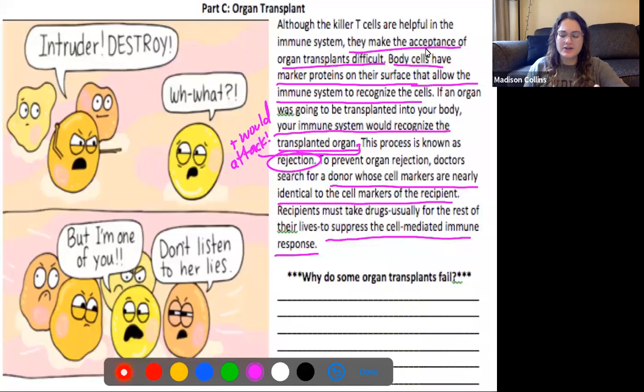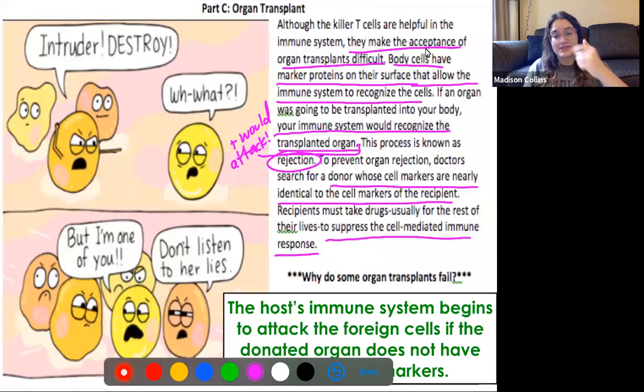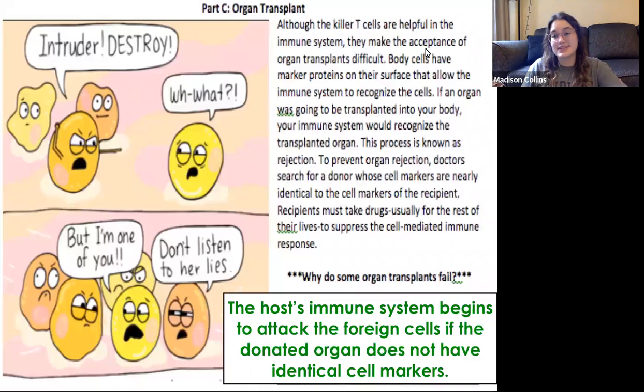Okay, so why do some organ transplants fail? Why do we have organ rejection? That is because the host's immune system is going to begin to attack the foreign cells of that donated organ if it does not have identical cell markers.